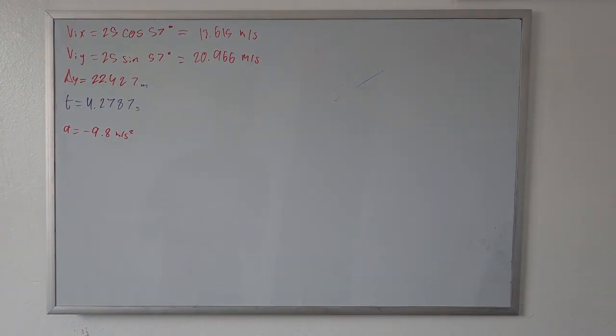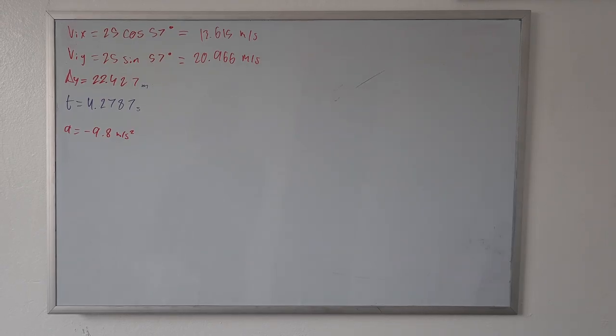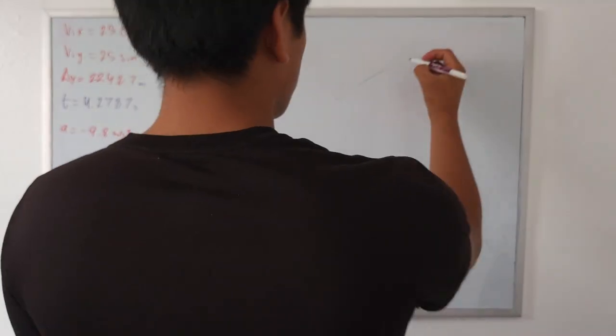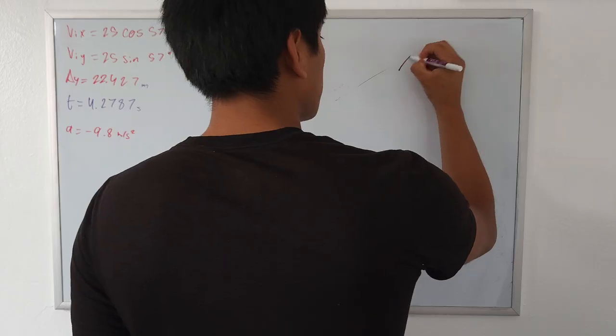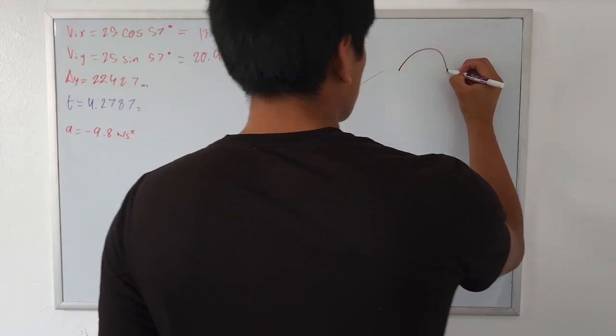Okay, and then the next part is asking us, a green object is initially 100 meters above the ground level and positioned such that it is directly above the location of the blue projectile's maximum height. What initial velocity must the green object have if it's to collide with the blue projectile if both objects are set into motion at the same time? So basically we have a picture that looks like this. So this is the first projectile. This is the first object.